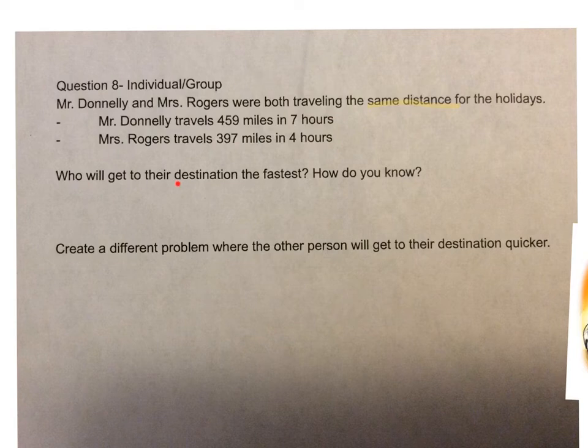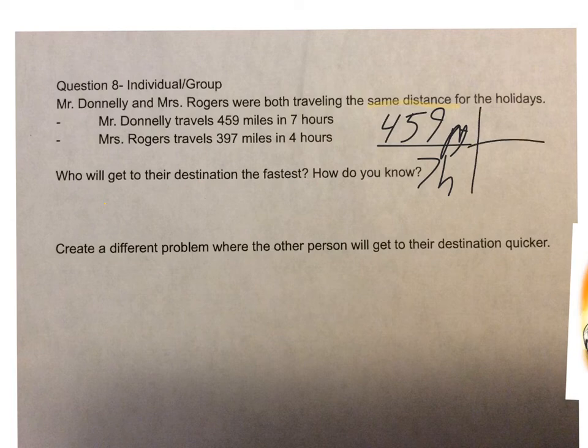So, who will get to the destination fastest? How do you know? You basically need to come up with a similar ratio with the same number of hours to figure that out. My recommendation is to go for your unit rate. So with Mr. Donnelly, his would be 459 miles to 7 hours, and then you just divide by 7 and use the calculator. It would be 1 hour, and then 459 divided by 7.